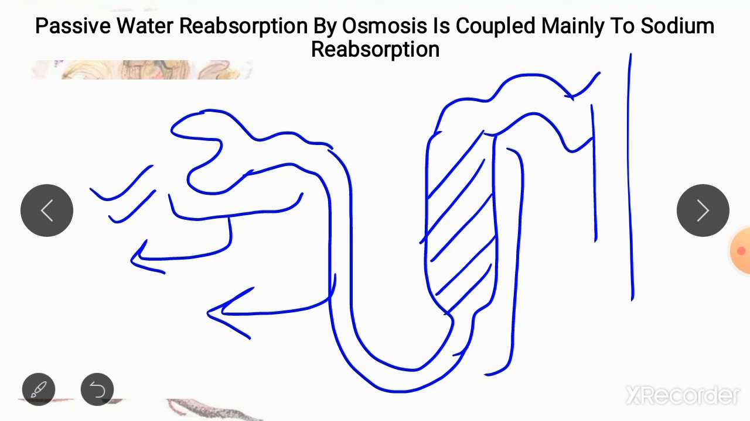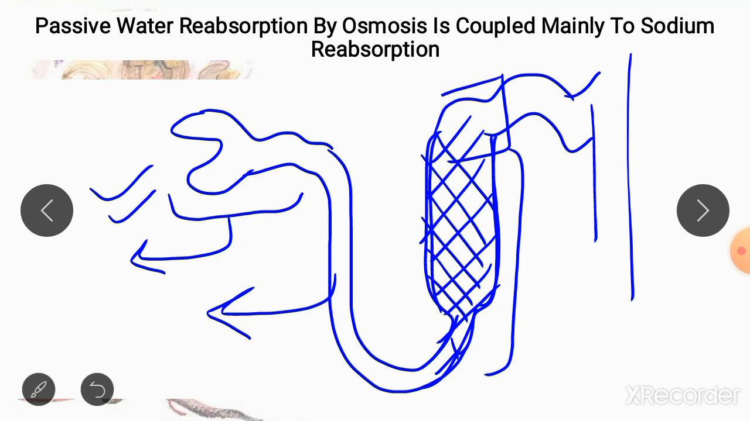The ascending limb, sorry, is impermeable to water no matter what. So the ascending thin limb and the ascending thick limb of the loop of Henle are absolutely impermeable to water, and water cannot be reabsorbed from these parts. Same is the case with the early part of the distal convoluted tubule. Here we have the distal convoluted tubule. It can be divided into two parts, the early part and the late part. So the early part is also impermeable to water.